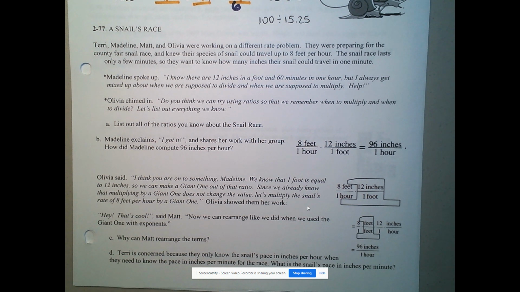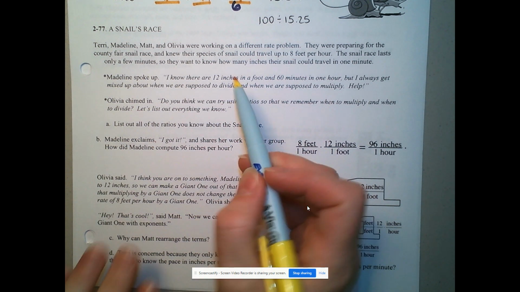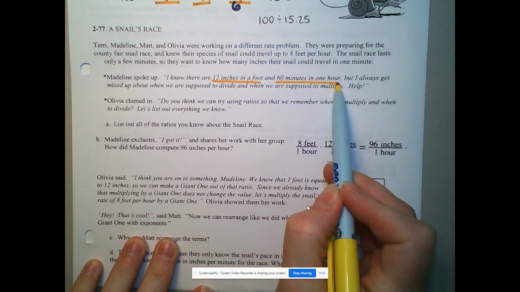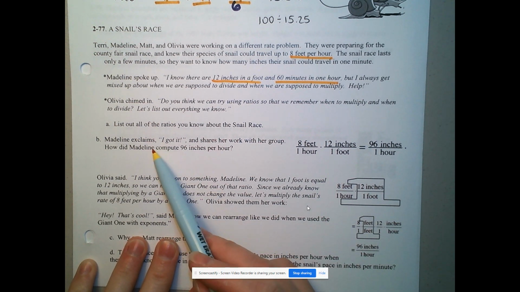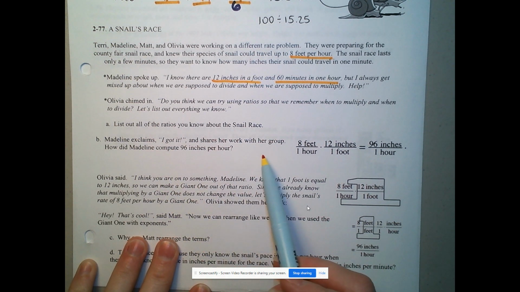Madeline spoke up. "I know there's 12 inches in a foot and 60 minutes in an hour, but I always get mixed up about when we're supposed to divide and when we're supposed to multiply. Help!" Olivia chimed in. "Do you think we can try using ratios so that we remember when to multiply and when to divide? Let's list out everything we know." So what do they know? There's 12 inches in a foot, there's 60 minutes in an hour, 8 feet per hour, data that we're collecting. Madeline exclaims, "I got it," and shares her work with the group.